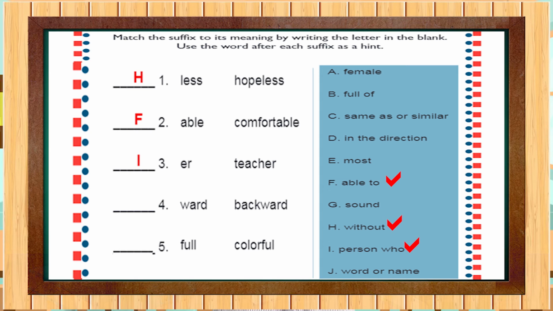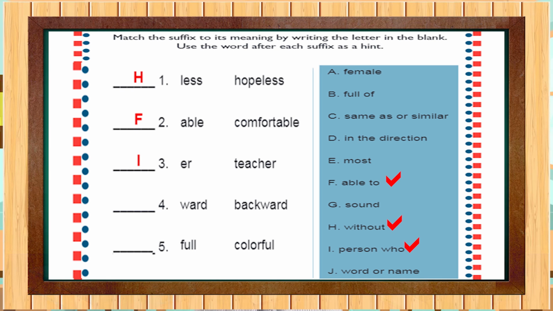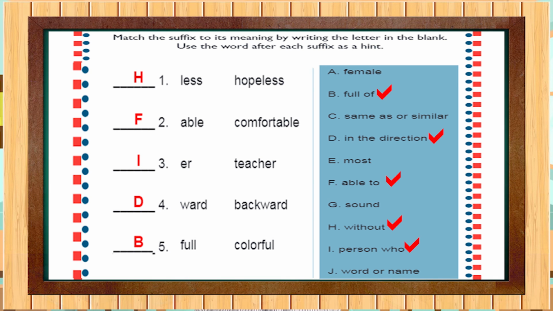Good job so far. Let's move on. We have the suffix ward, and we can form the word backward. Therefore, what does ward mean as a suffix? Yes, if you chose in the direction, then you are correct. And lastly, we have the suffix ful, and we have formed the word colorful. What does that suffix ful mean? Definitely, ful means full of.